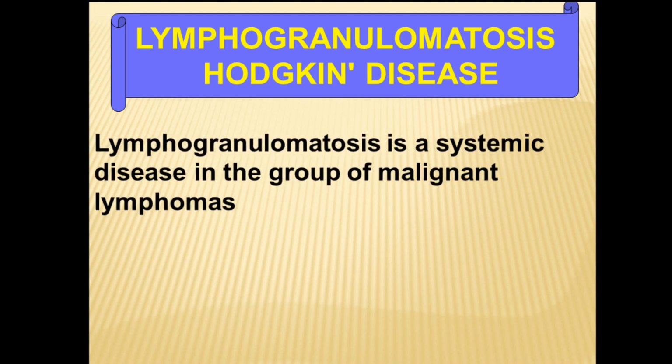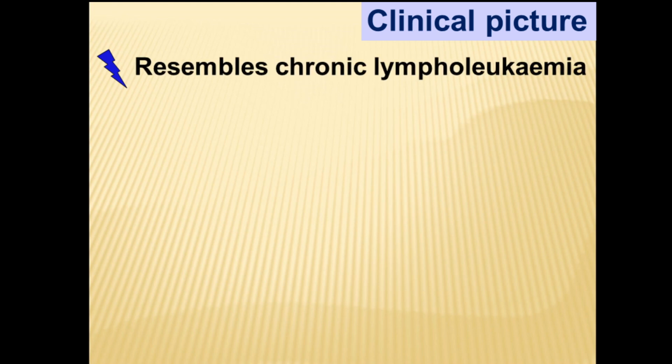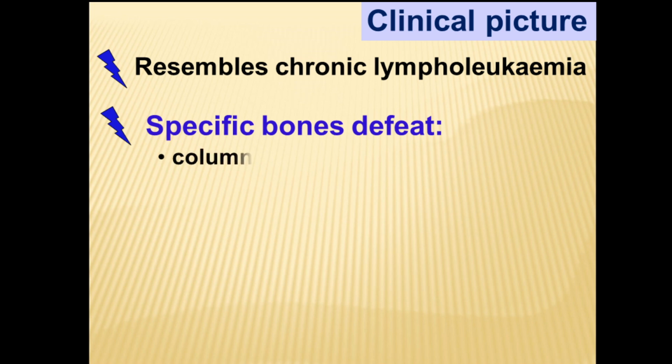From lymphosarcoma, I want to stop on the example of lymphogranulomatosis, or Hodgkin disease, which is a systemic disease in the group of malignant lymphoma and characterized with specific malignant affection of lymph nodes, spleen, and other hematopoietic organs, but the source of the problem is in lymph nodes. Clinical picture resembles chronic lympholeukemia, also characterized with early enlargement of lymph nodes, accompanied with high fever and sweating, but it has a specific bone defect.